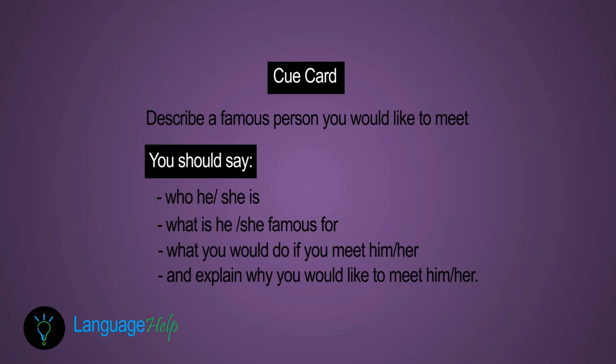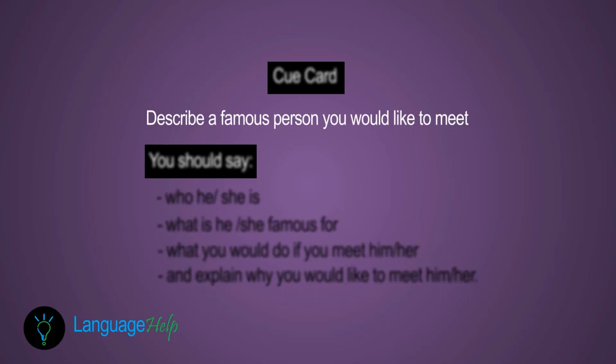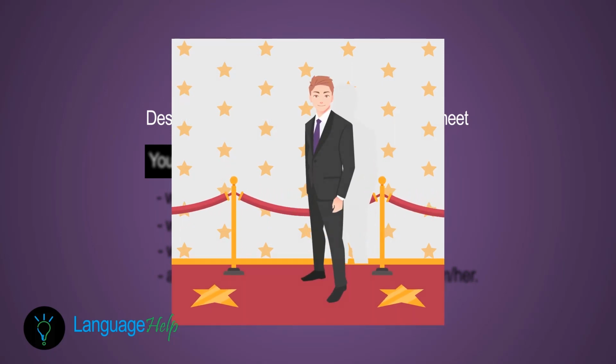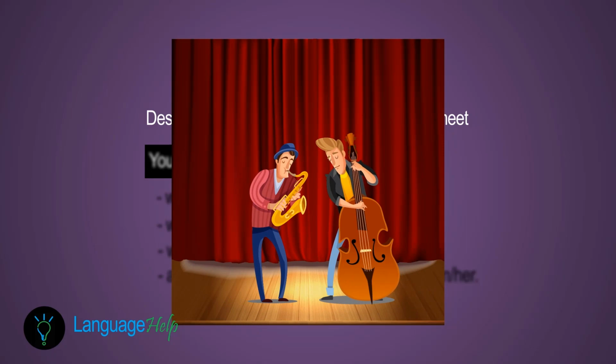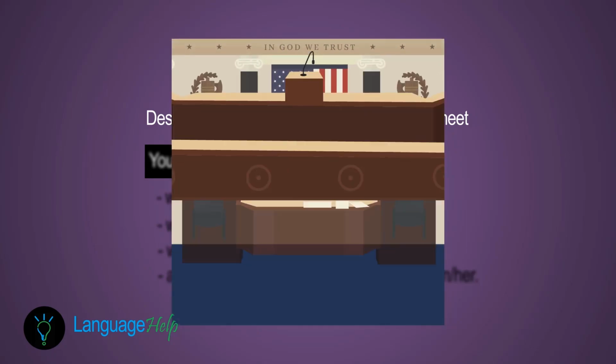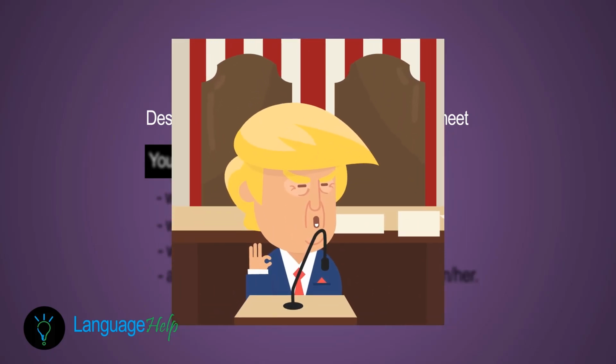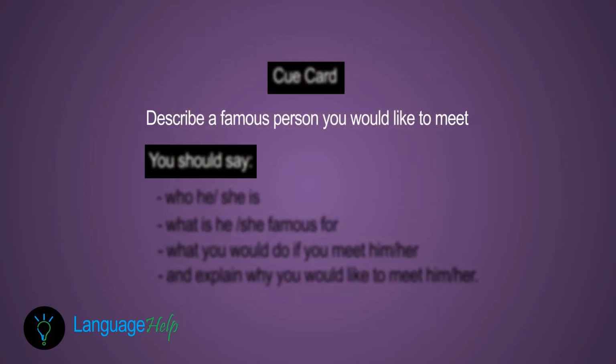In today's example, the cue card question is to describe a famous person you would like to meet. A famous person can be an actor, an influencer, an internet celebrity, a musician, or of course a politician. Your job is to choose one and explain why you would like to meet them. Let's see the cues.